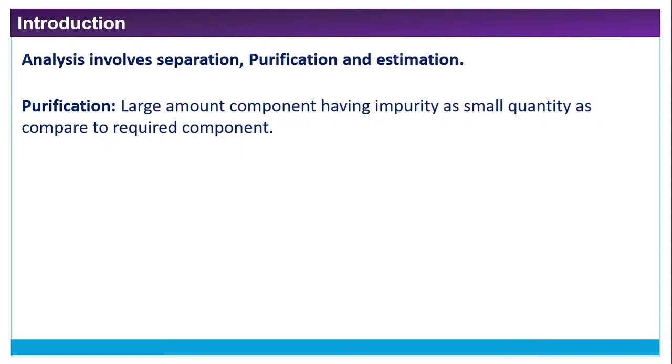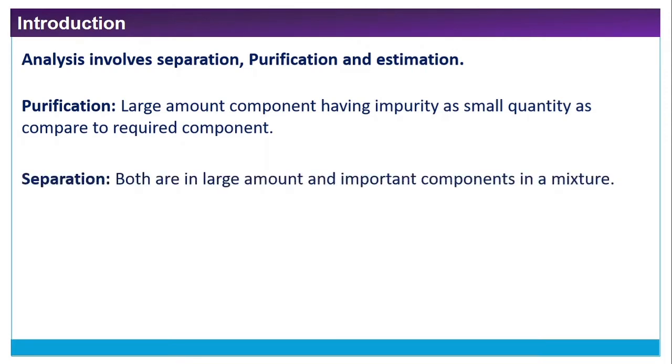Purification is when a large amount of the required component has impurity in a small quantity. So a purification method means the small quantity of impurities can be removed from the large amount of component, that is called purification. While separation involves both components being in large quantity, both important components in the mixture, and we have to separate one from another, that is called separation. This is the difference between purification and separation.